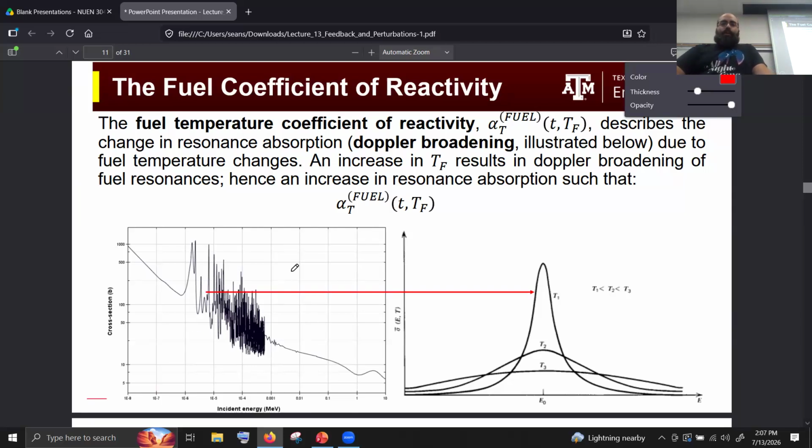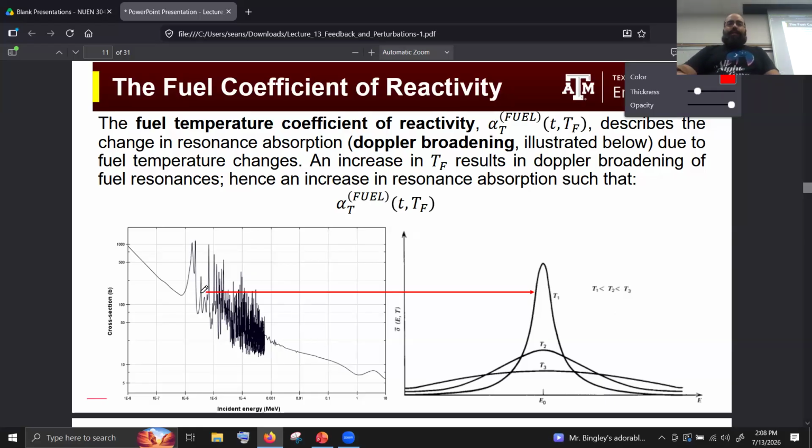So this is a picture of the U-235 absorption cross section. The x-axis is the neutron energy, and the vertical axis is the micro cross section in barns. When the energy is low, these cross sections are relatively high. When the energy is high, these cross sections are relatively low. And then in this intermediate region, we have all these crazy resonances going on.